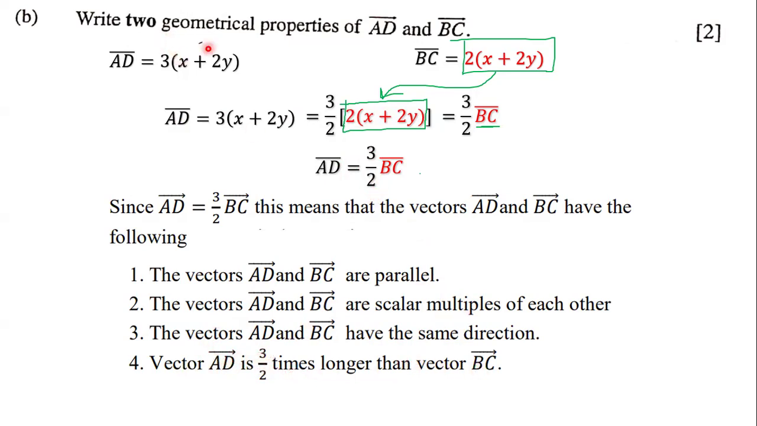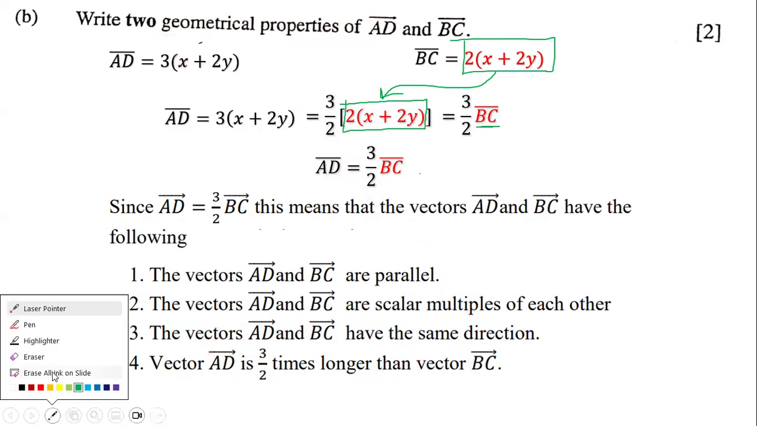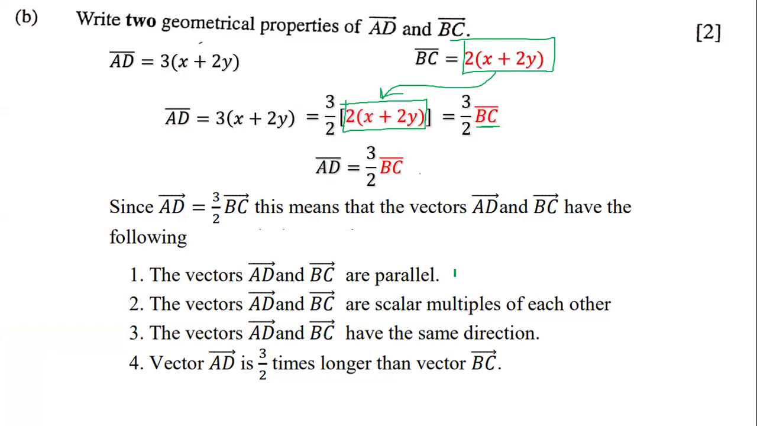Now they only ask us for 2 geometrical properties. So if we were to use 2 geometrical properties for this answer, I would say choose this one and this one. So you can say that the vectors AD and BC are parallel, and you can say that vector AD is 3 over 2 times longer than vector BC. All right, and that's the answer to this question.